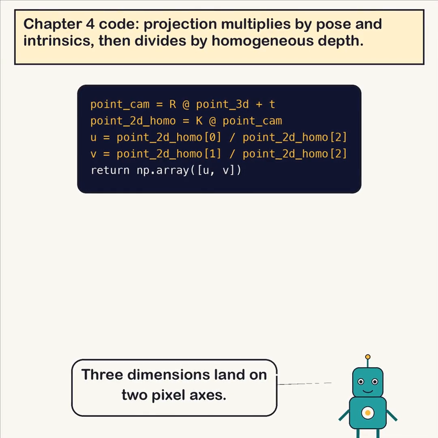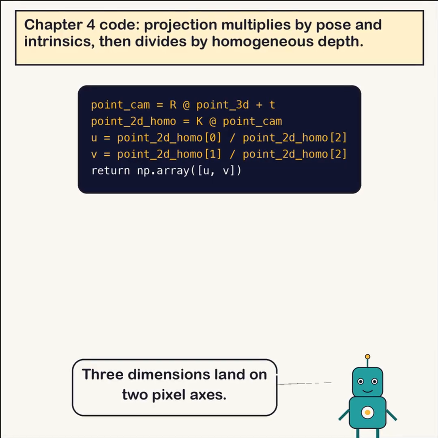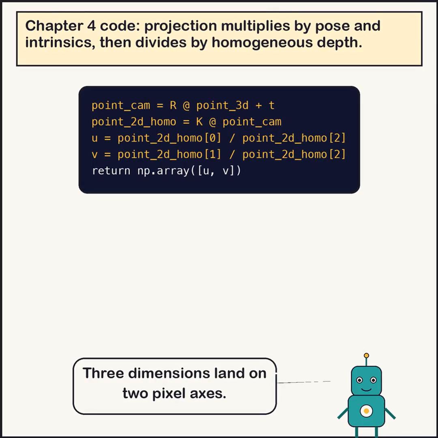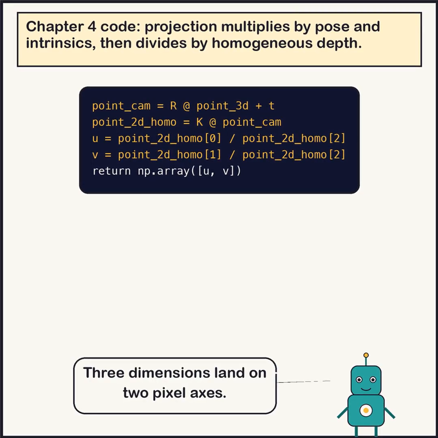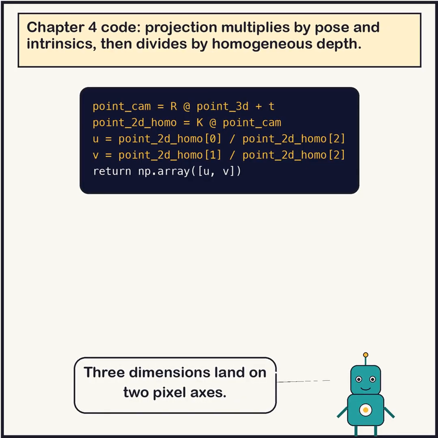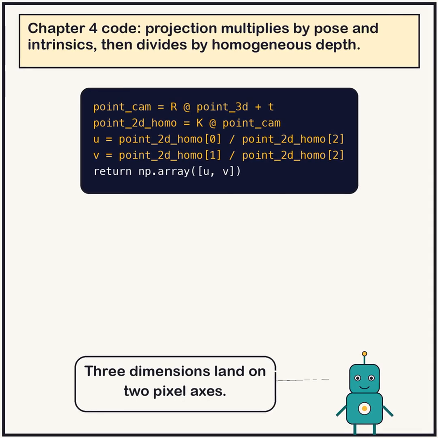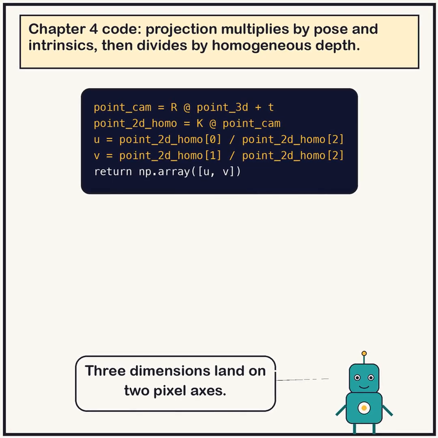The homogeneous divide is not a trick. It is the price of converting projective geometry back into pixel coordinates. Real-world analogy. Projection code is like a surveyor translating a world coordinate through the camera pose and ruler until it lands on a pixel. 3 dimensions land on 2 pixel axes.